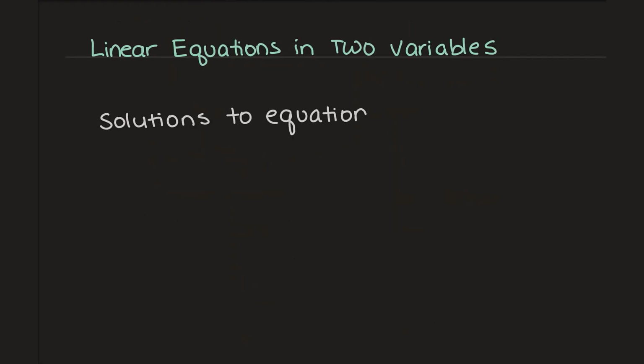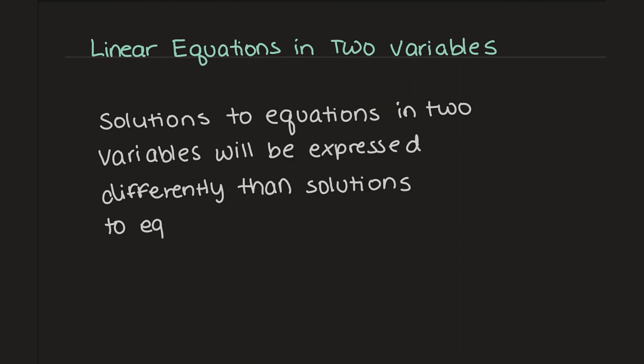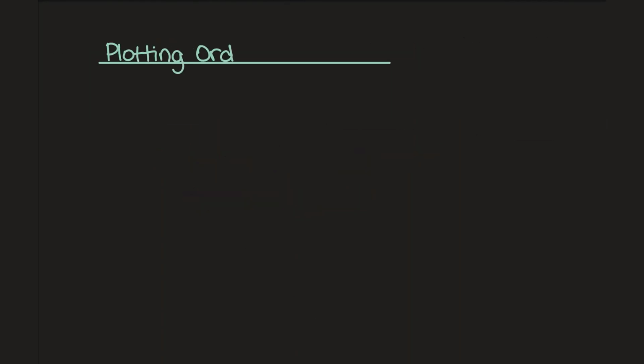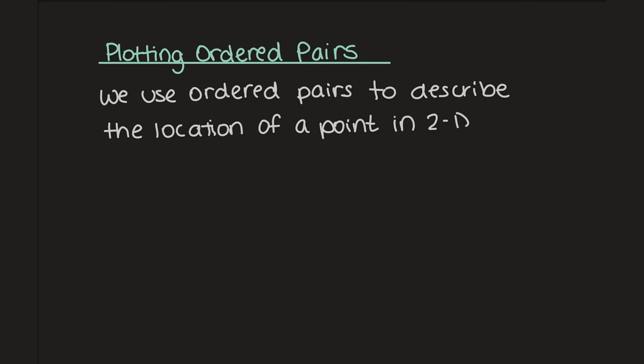So solutions to equations in two variables will be expressed differently than solutions to equations in one variable. But we are going to need to first go over ordered pairs and how to plot them. So we use ordered pairs to describe the location of a point in 2D space, like a plane.